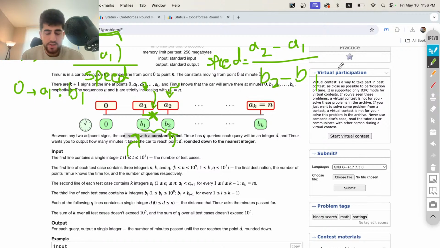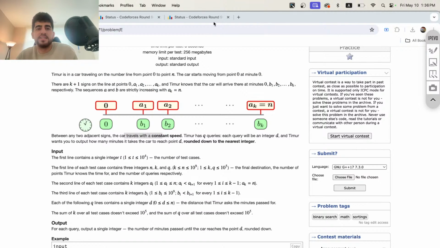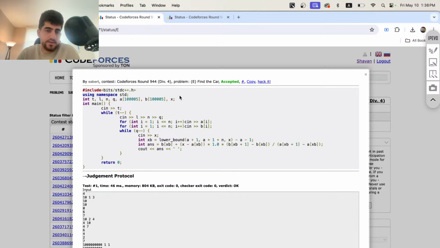Okay, so it can be easily calculated. We first calculate the speed, and for each x we need to find the nearest signs. For example, we can use lower bound for that. After I find the closest signs, I can find the speed between them, find how long it takes to go from the last sign to this point, and add the time it took to get to that sign. And this way I can easily find the answer.